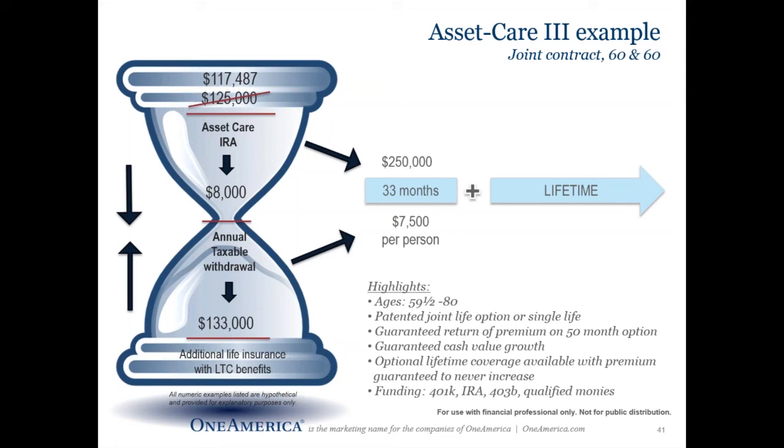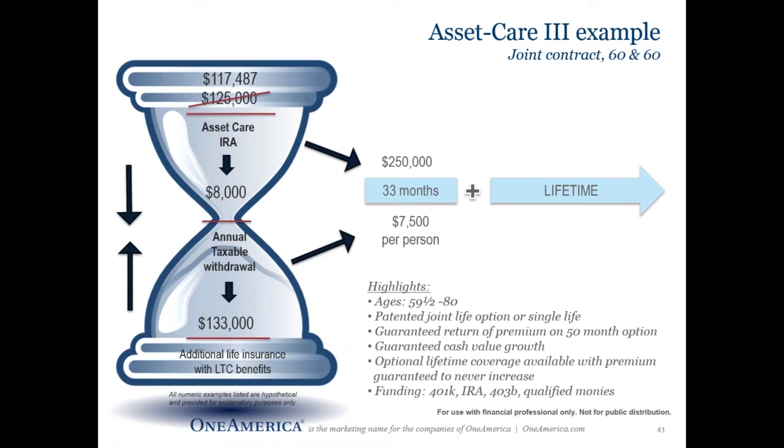So here's the point. If these folks never wind up needing LTC, we have just taken a $125,000 fully taxable asset and converted it into a 100% income tax-free death benefit of $250,000. Because over time, our goal, the objective, is to slowly liquidate this $125,000 IRA while slowly increasing the death benefit on the life side.